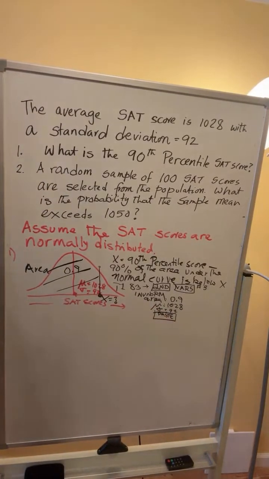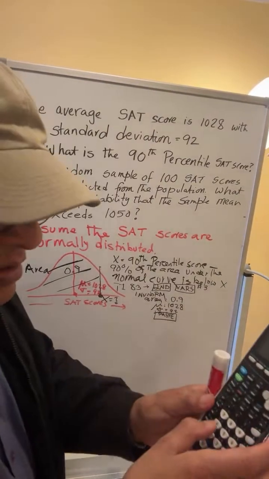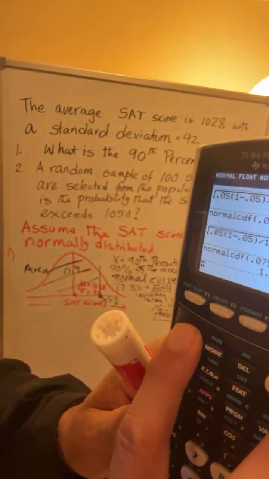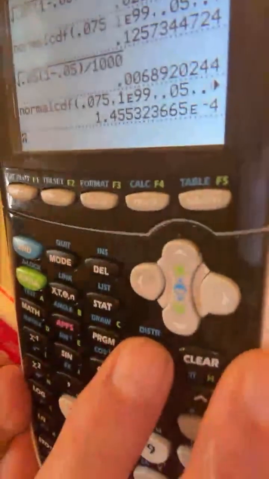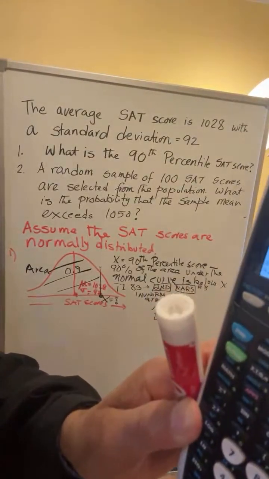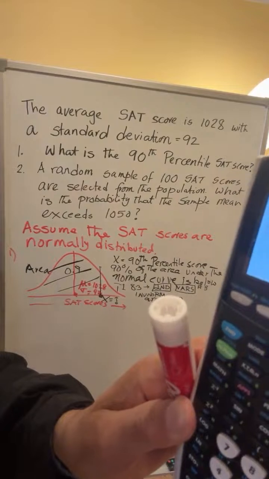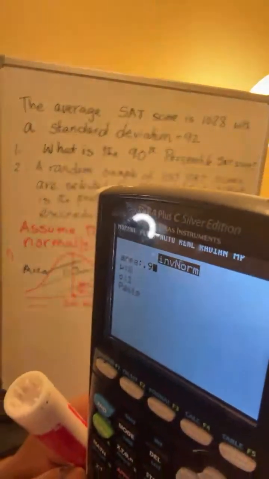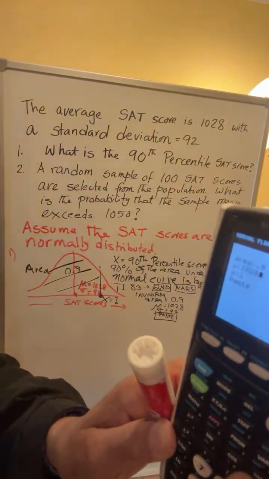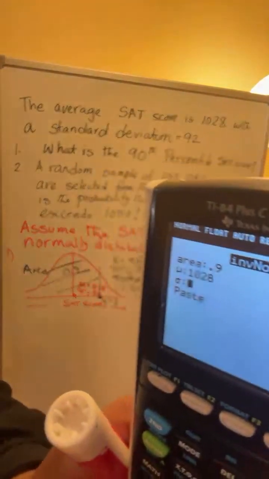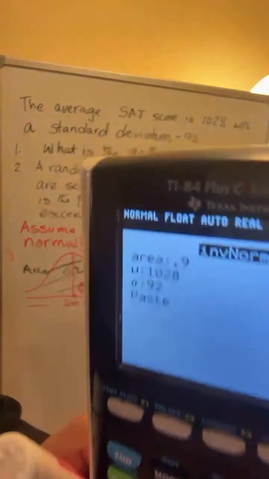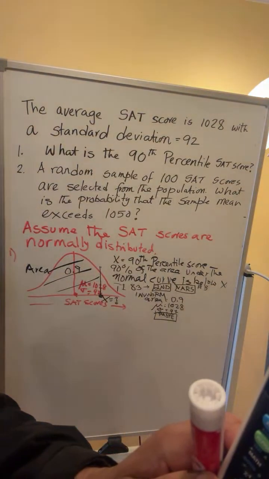So let me try that with my calculator. Here is my calculator, so I put it on. Then I press the second key on the top left. The DISTR key is in the third row, like I was saying. Then I select number 3, invNorm. My area to the left of the unknown x is 0.9, so on the first line I type 0.9. The mean is 1028. In the second line I type sigma, the standard deviation, 92. Then I go down to Paste. Like I mentioned, on Paste you have to hit enter twice.